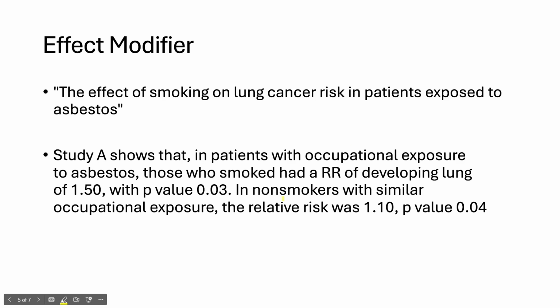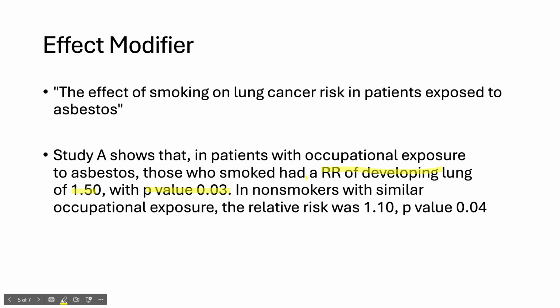An example of an effect modifier is the effect of smoking on lung cancer risk in patients exposed to asbestos. Here is an example. Study A shows that in patients with occupational exposure to asbestos, those who smoked had a relative risk of developing lung cancer of 1.5, with a p-value of 0.03. This is obviously a significant finding.